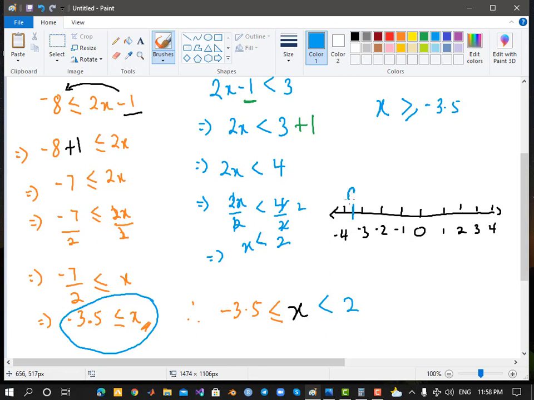So we draw our circle, and we color our circle. Why are we coloring our circle? We are coloring our circle because of the equal to. It's inclusive. This is the reason why we are coloring our circle. Good. Then when we look at this one, our x is 2. So we know we have our 2 here.